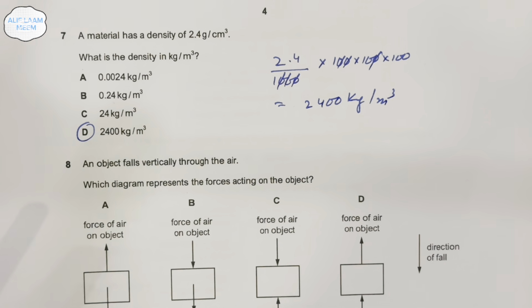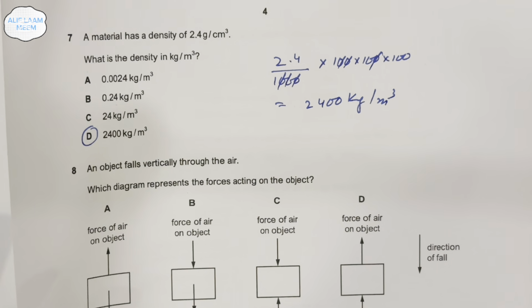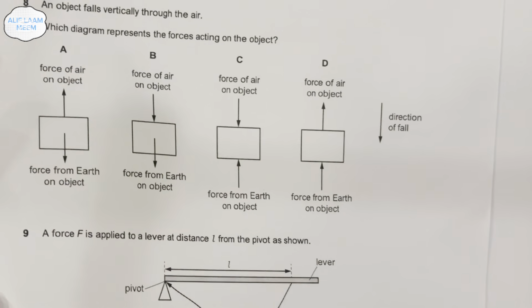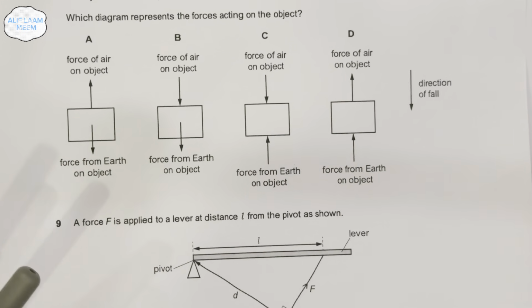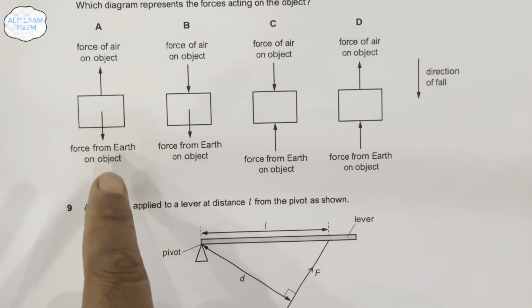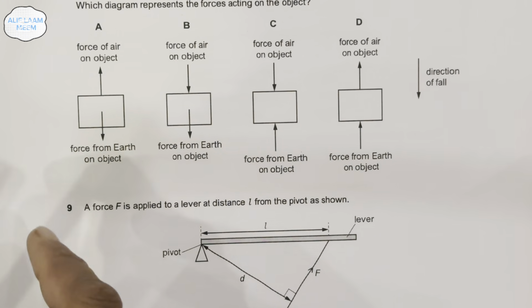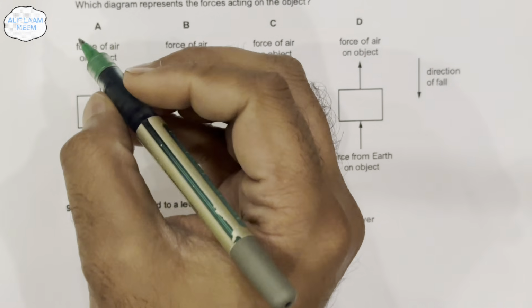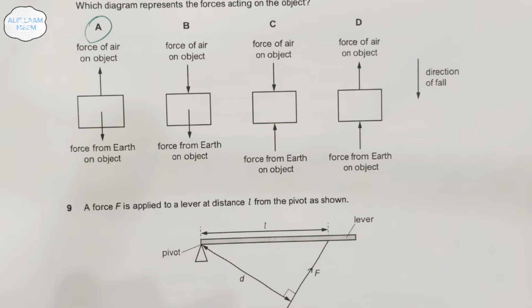An object falls vertically through the air. Which diagrams represent the forces acting on the object? A force of the air on the object, option A, and force from the earth on the object. Yes, we know that due to gravity objects fall on the earth, and due to air resistance it opposes its motion as a force. So option number A is the correct choice over here.